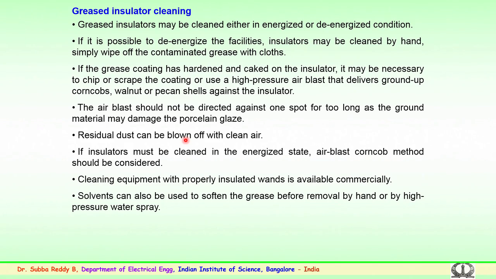The air blast should not be directed against one spot for too long, as the ground material may damage the porcelain glaze. The residual dust can be blown off with clean air. If insulators must be cleaned in an energized state, the air blast corn cob method should be considered. Cleaning equipment with properly insulated wands is available commercially, and is used for cleaning greased insulators.